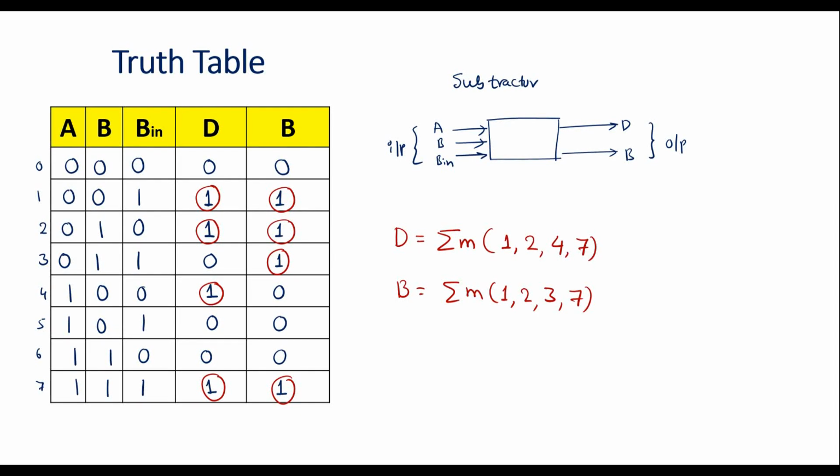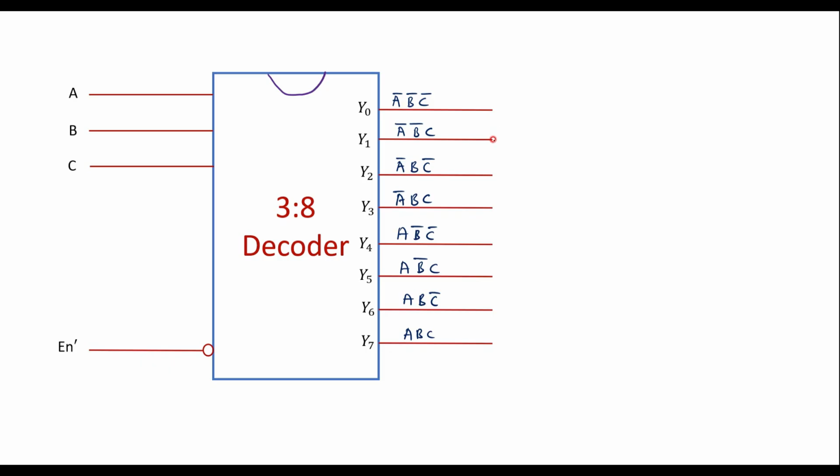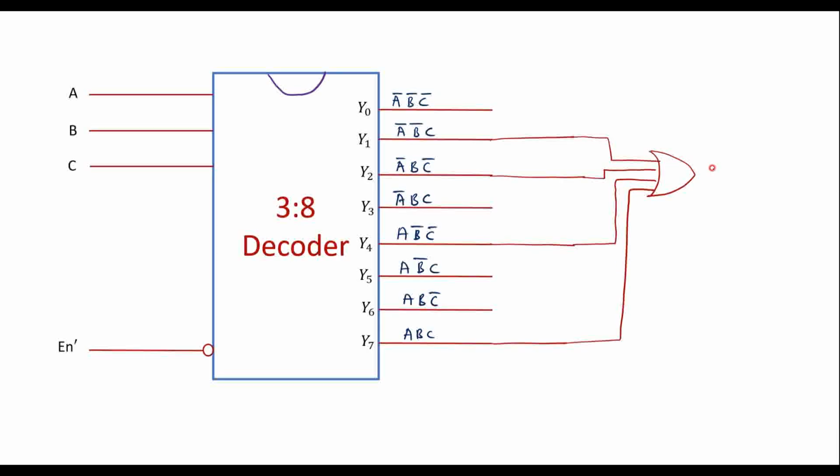So the corresponding lines we have to take. This is 1, 2, this is 4 and this is 7. All these outputs are connected to an OR gate. The output of this is the difference, that is D.